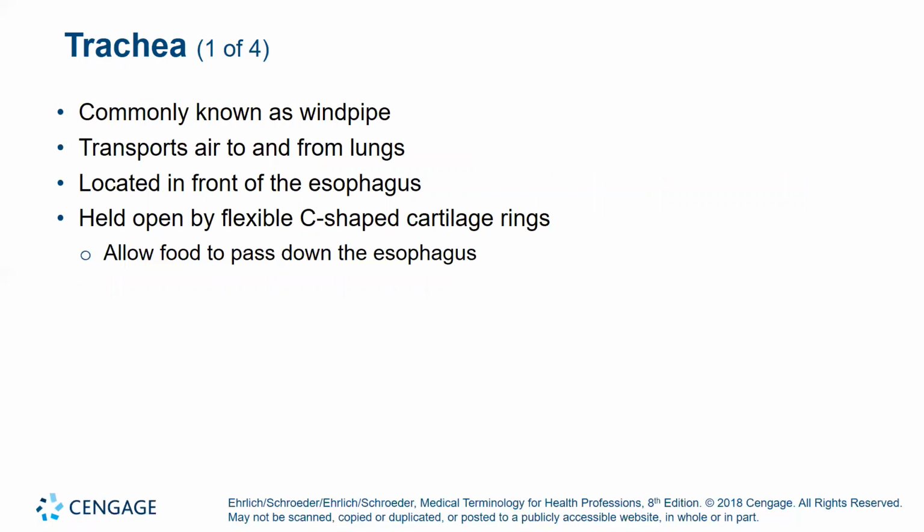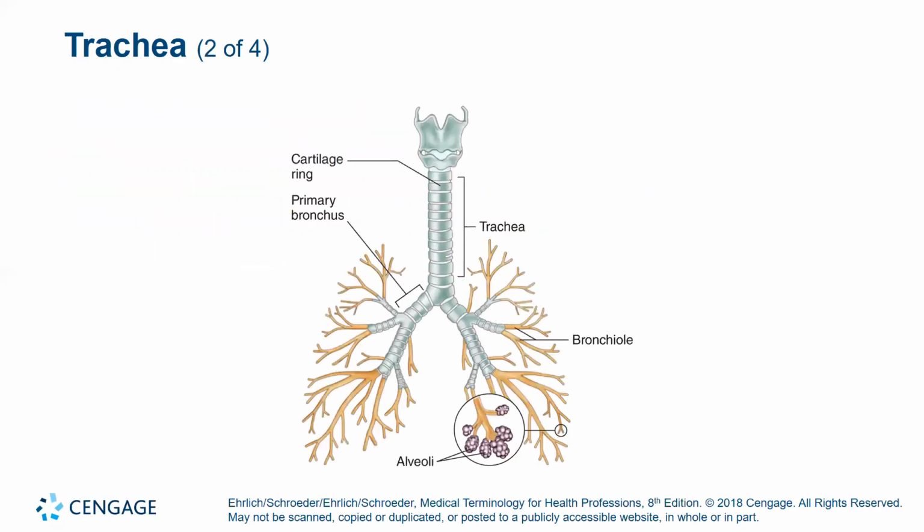The trachea, also known as the windpipe, transports air to and from the lungs. It is located in front of the esophagus. It is held open by flexible C-shaped cartilage rings that allow food to pass down the esophagus. You can see in this figure the trachea, the bronchial tree, and the alveoli. Here's your trachea, bronchioles, alveoli. Here's your cartilage ring, and then the pulmonary bronchus is here.